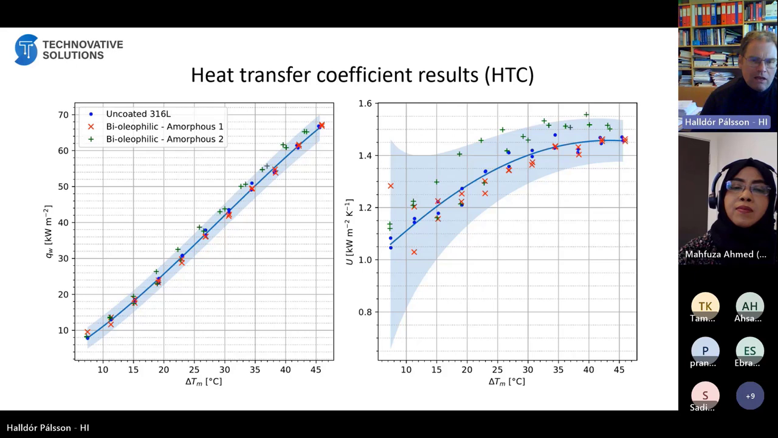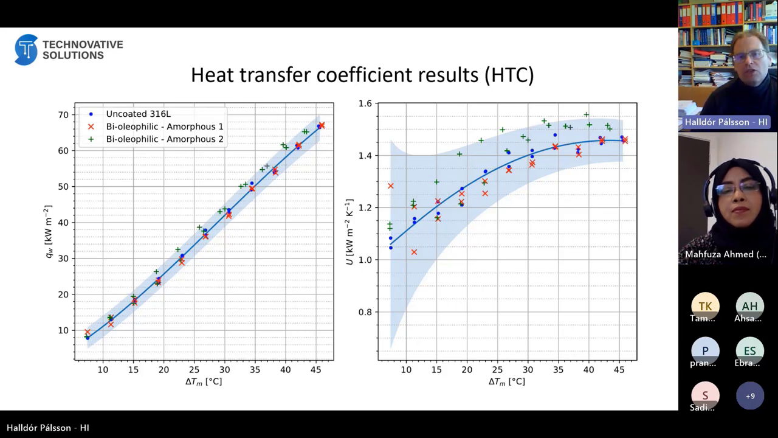On the right, we can see the overall heat transfer coefficient, which is denoted by U. This is also in the unit kilowatts per square meter, but also per Kelvin or per degree centigrade. And I didn't mention, this is the stainless steel plate. But here you can see a little bit more clearly how the amorphous 2 coating on the brine side seems to be marginally better. So there's a slight difference, but it seems to be due to the improvement on the brine side, but not on the working fluid side.